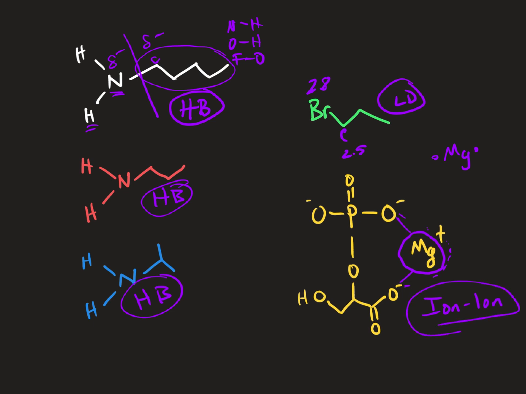All right, so the strongest intermolecular force here is ion-ion, and so the order, if you remember, is ion-ion the strongest, then hydrogen bonding, then dipole-dipole, and then London dispersion is the weakest. So if it has the strongest intermolecular force, it's going to have the highest melting point or boiling point in this case.